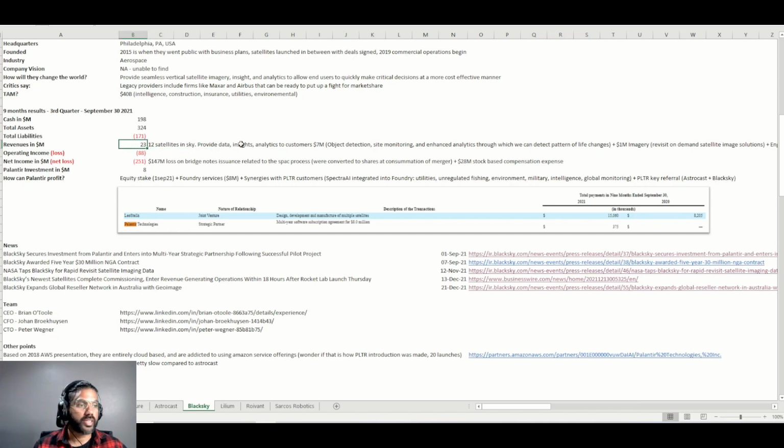From that 23 million, 7 million was from analytics, so imagery. So object detection, site monitoring, and enhanced analytics, looking for, you know, detecting patterns of light changes. 1 million was from imagery.